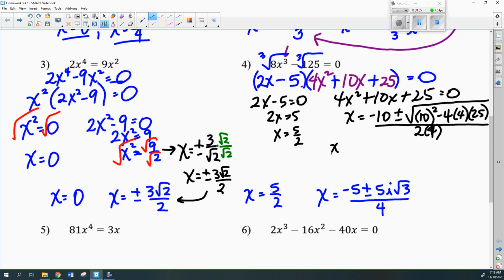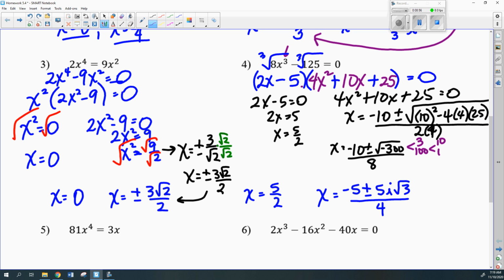Okay, I'm starting to run out of room here. All right, so when you simplify the discriminant, that's the stuff under the square root. In this case, you get negative 300. Okay, and so then remember, you need to simplify your radical by breaking it down.